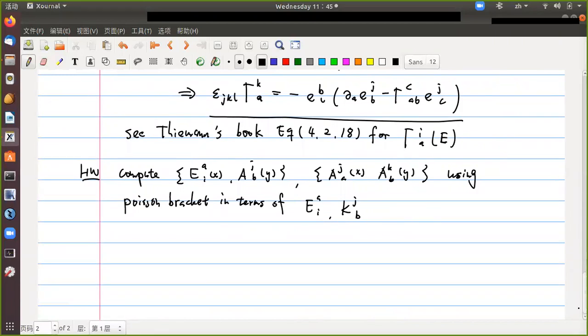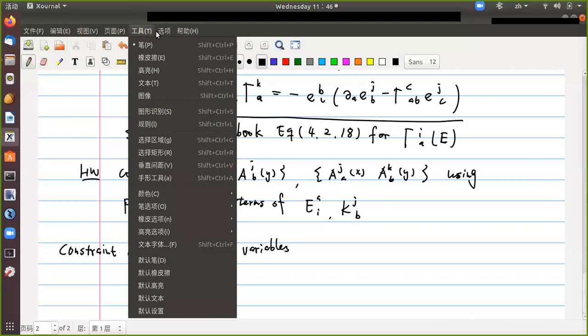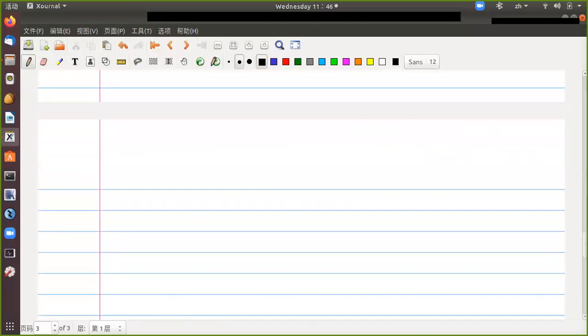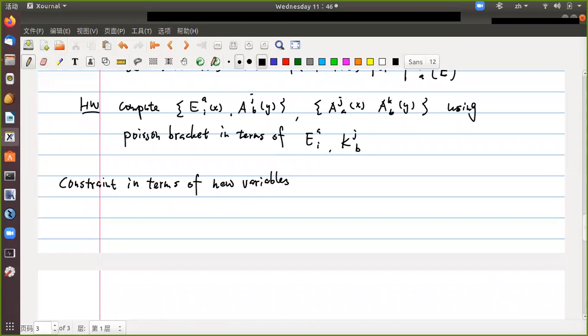Okay. So then what is so good about this new variable? It is nice when we express the constraint. So we are going to discuss the constraints in terms of new variables. Okay. So first, the simplest constraint is the Gauss constraint.